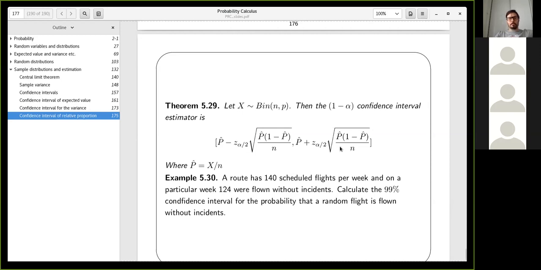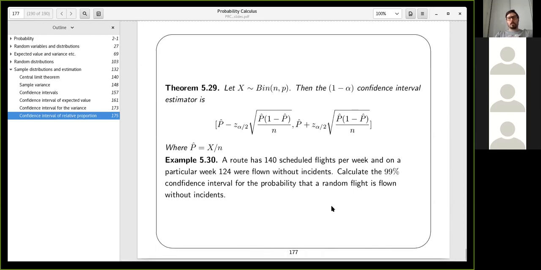Here's an example which we could calculate. We have a flight route that has 140 scheduled flights per week. On a particular week, 124 are flown without incident. We should calculate the 99% confidence interval for the probability that a random flight is flown without incidents.